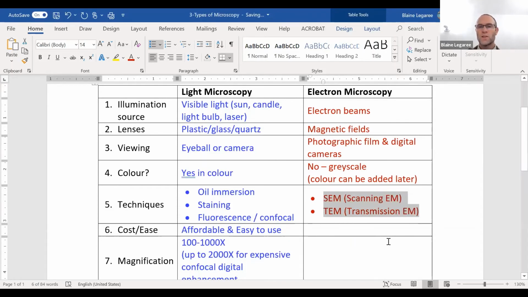Okay, cost. These things are expensive. You might be able to get a used one for $100,000, but you're looking at $500,000 for startup costs usually, to possibly many more dollars. To use a scanning electron microscope, half a day of training, transmission more like a week. So requires training, we'll say.